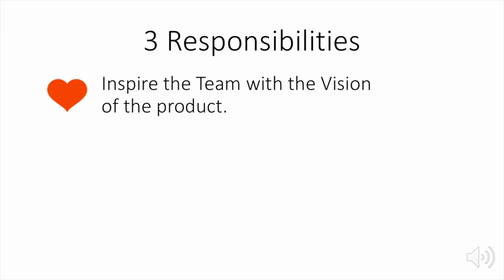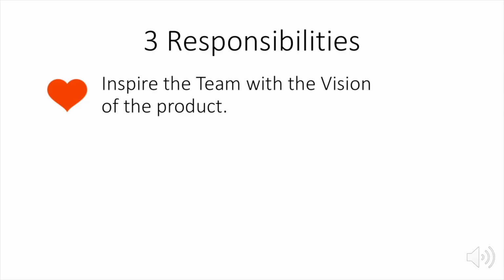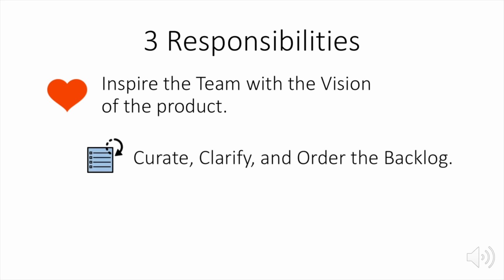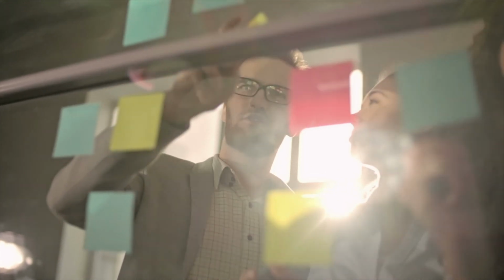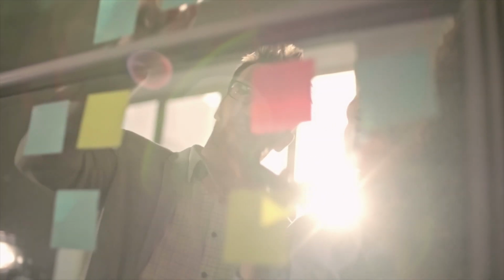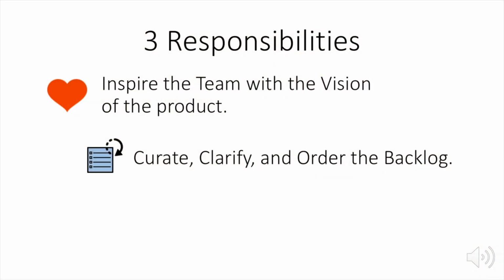First, they inspire the team with a vision of the product and what defines what it is that we're trying to achieve. Second, the product owner curates, clarifies, and orders the product backlog. They ensure that the product backlog is clearly understood by the team, that it represents the most important and highest valued items, and that it communicates to the team the desired order in which the work should be completed. This also means that the product owner balances the backlog with items that the teams need in order to fulfill product delivery. This can be along the lines of managing technical debt or other technical work needed for the product.